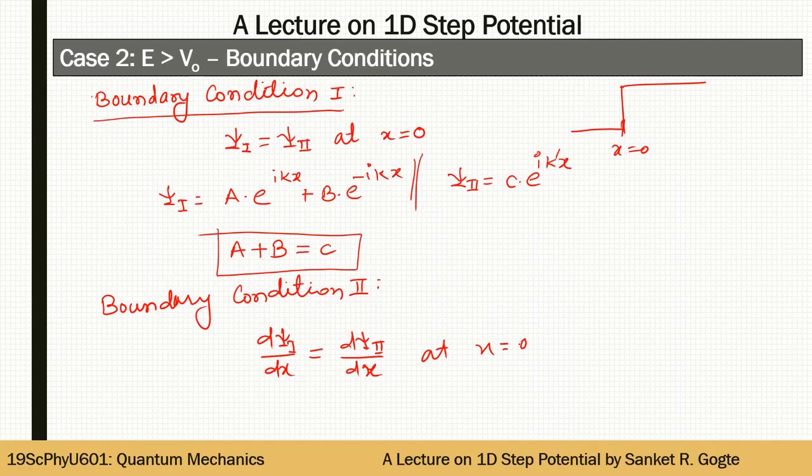I'll get ik (A minus B) is equal to, when I differentiate this, I get ik prime C, and that's all. Is it correct? Yeah, it seems all right. So this i cancels and I have this equation: K into (A minus B) is K prime into C.